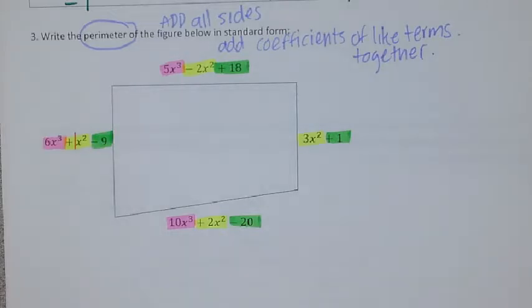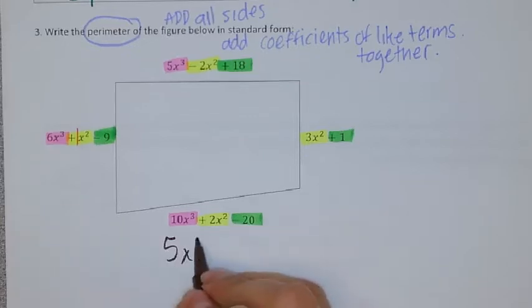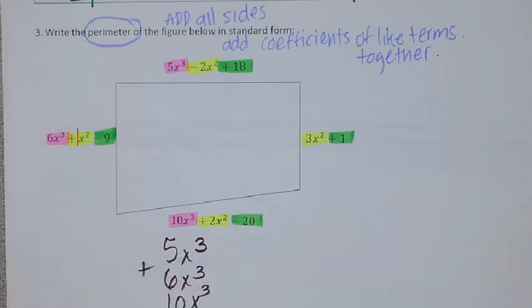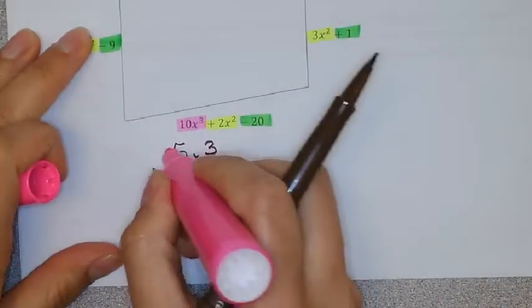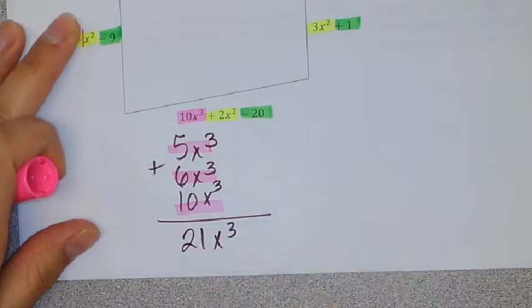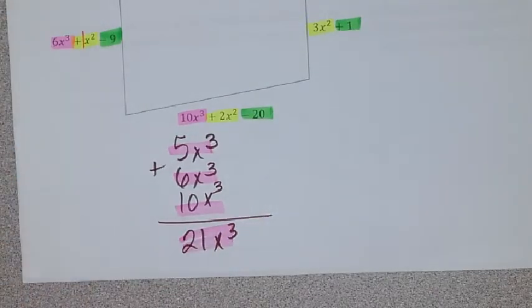Okay? So now I have all the ones highlighted in pink. So 5x to the third, 6x to the third, and 10x to the third. Okay, I can add them together, and I would get 21x to the third. Okay, so those are the terms for the pink.